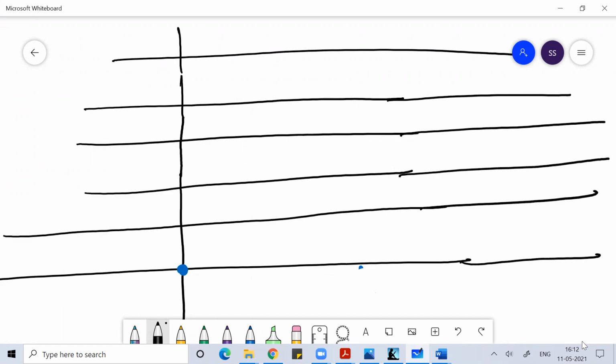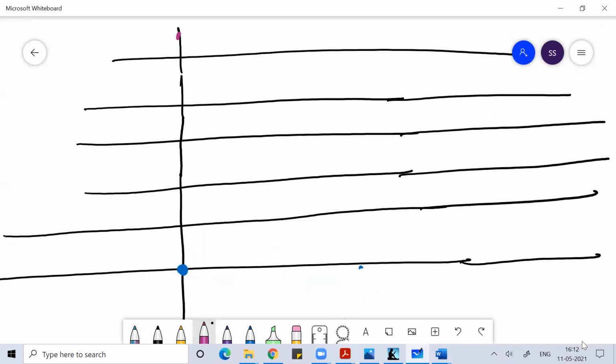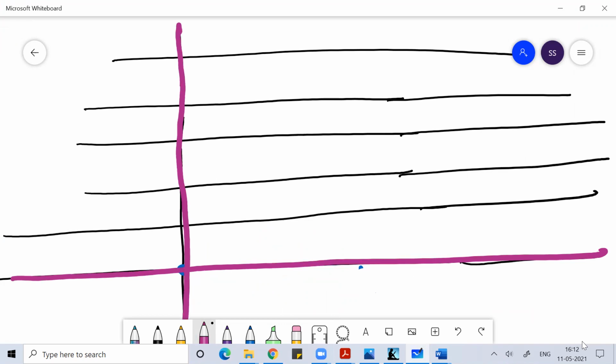You understand, no? This is your main plane. And this black color, what you see, those are the streets. Those are your streets. Suppose this is street one.